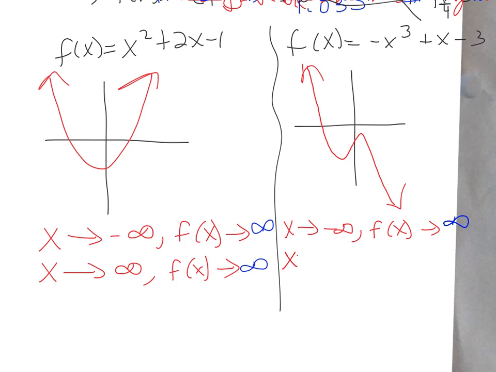Now we want as x goes to positive infinity, where does f of x go to? That's your y value. So as x goes this way, where's your graph going? The graph is going down. Your y values are going down to negative infinity. All right, and let's take a look at 8, last one.